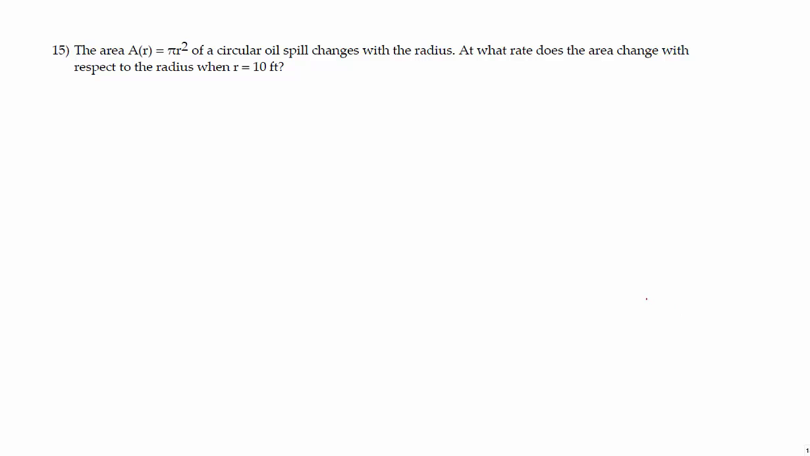Okay, so for number 15, I'm given the area of a circular oil spill, and I know it changes with respect to the radius. At what rate does the area change with respect to the radius when r equals 10 feet? So again, I'm asking you, what's the rate? So I have my function, A of r equals pi r squared. So when I take the derivative with respect to r, I bring down my exponent, I get 2 pi r. And now I need to evaluate this at 10. So A prime of 10 will be 2 pi times 10. I get 20 pi. And so what's my label going to be?